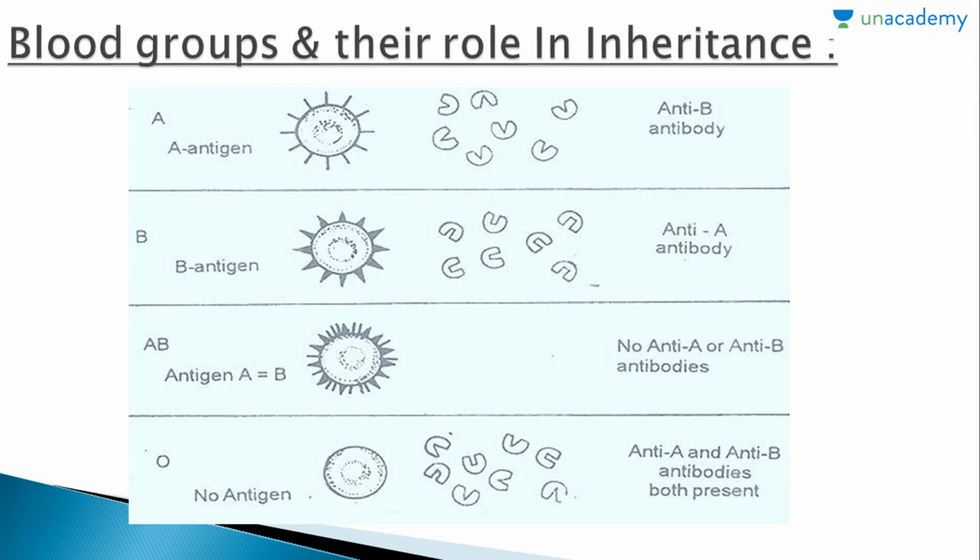So A means having A antigen, which makes anti-B antibody. B means having B antigen, having anti-A antibody. AB means antigens A and B, with no anti-A or anti-B antibodies. O means having no antigen, and both anti-A and anti-B antibodies are present.